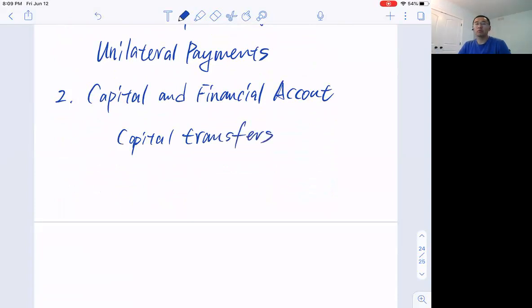Okay, so when you buy a factory in England, that's going to be a debit in our capital and financial account because you're sending money to England, even though you're acquiring capital there. Okay, and also, any acquisition or transaction of non-financial assets.